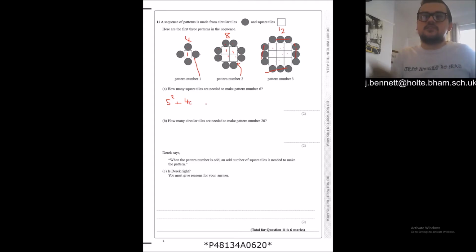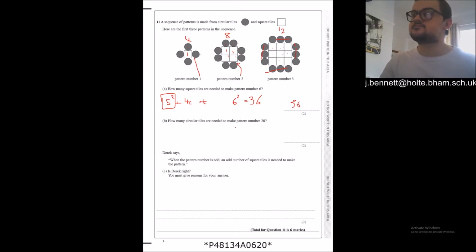So this little algebraic expression that I've put is just a way of easily finding the number of each, and then you can work out the total by adding them together for the total number of tiles. So I just put that as equal to T for tiles. So how many square tiles do we need to make pattern 6? So we take 6, we square it, because this is the instruction that we've worked out as a way of finding the number of tiles. 6 times 6 is 6 squared, which is 36.